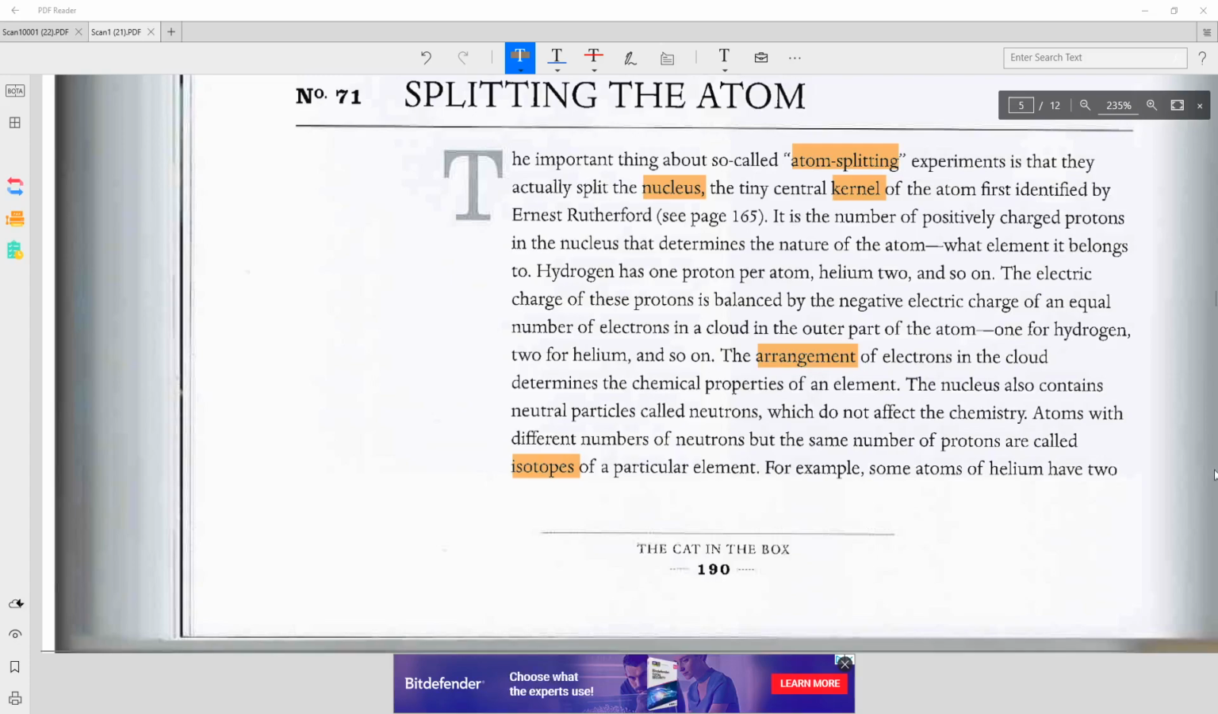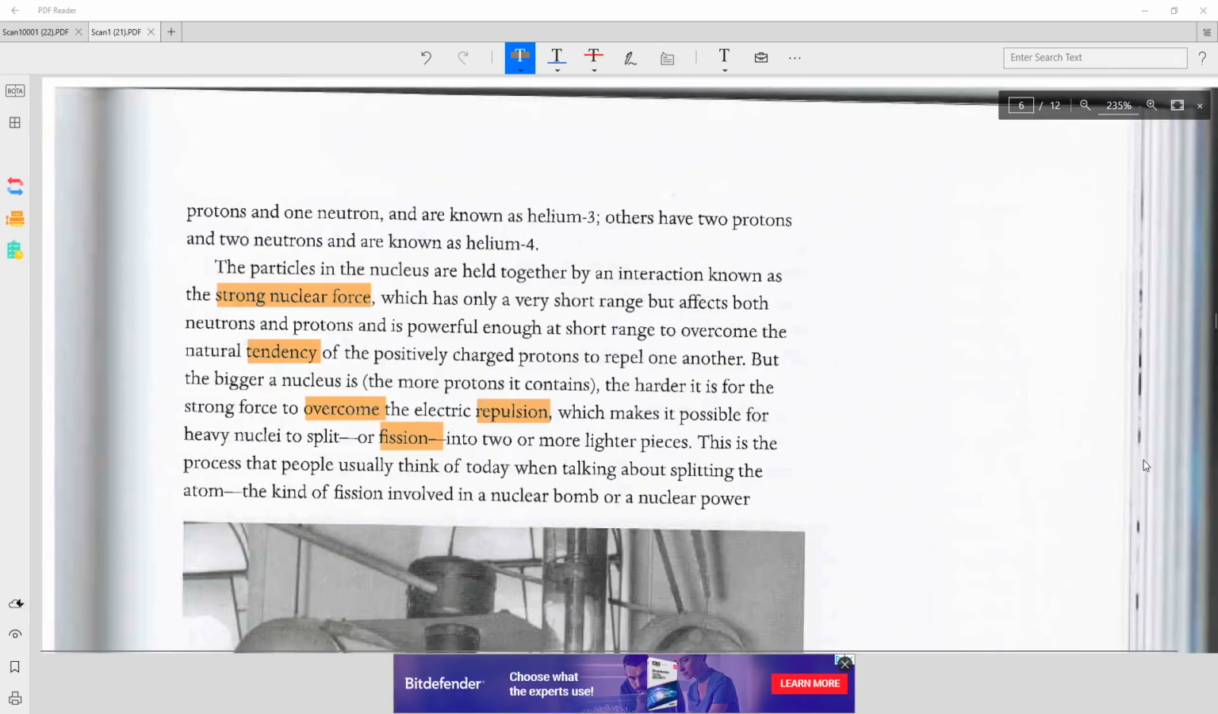The arrangement of electrons in the cloud determines the chemical properties of an element. The nucleus also contains neutral particles called neutrons, which do not affect the chemistry. Atoms with different numbers of neutrons but the same number of protons are called isotopes of a particular element. For example, some atoms of helium have 2 protons and 1 neutron and are known as helium-3. Others have 2 protons and 2 neutrons and are known as helium-4.